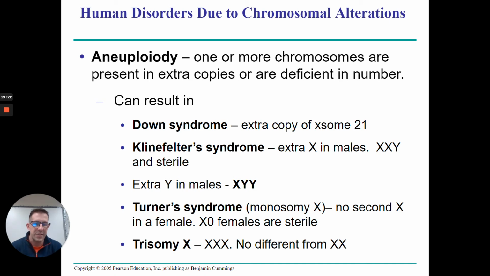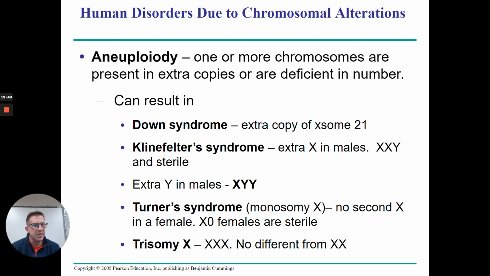Okay, so some examples of these things here of aneuploidy. The most common one, the one that we've heard all about, is Down syndrome. Down syndrome is a result of a non-disjunction event that creates an extra copy of chromosome 21 in all the child's cells. Okay, so every cell in that person's body has an extra copy of chromosome 21.